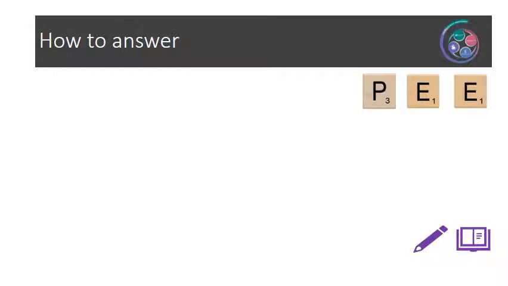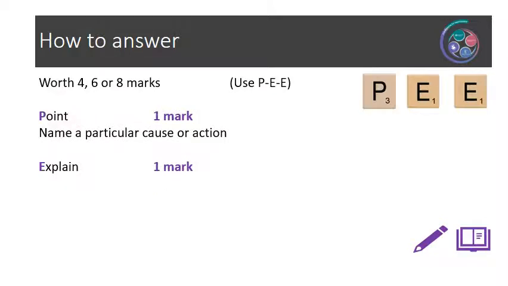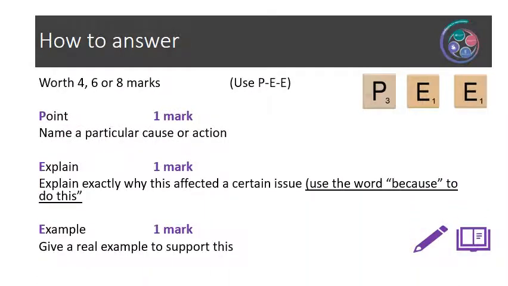So how do we answer an explain question? Well, in the same fashion as we would with a describe question, we will use the P process: point, explain, example. You want to name a particular cause or action for 1 mark, and you want to explain exactly why this affected a certain issue by using the word because for your 2nd mark. And then you want to give a real-life example or evidence to support this once more. At this point, you may wish to copy this structure down again into your jotter.